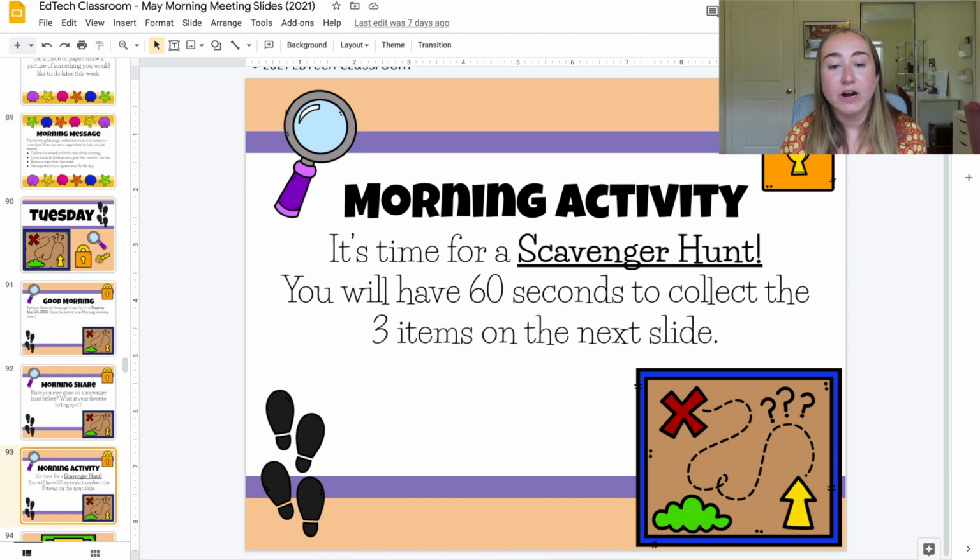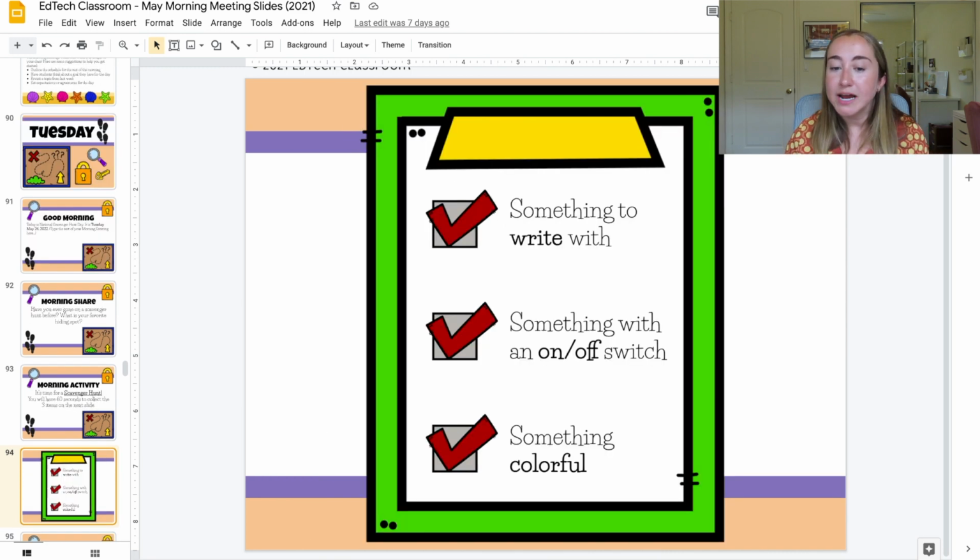Then next we have the morning activity. So it's time for a scavenger hunt. You will have 60 seconds to collect the 3 items on the next slide. Something to write with, something with an on-off switch, and something colorful.